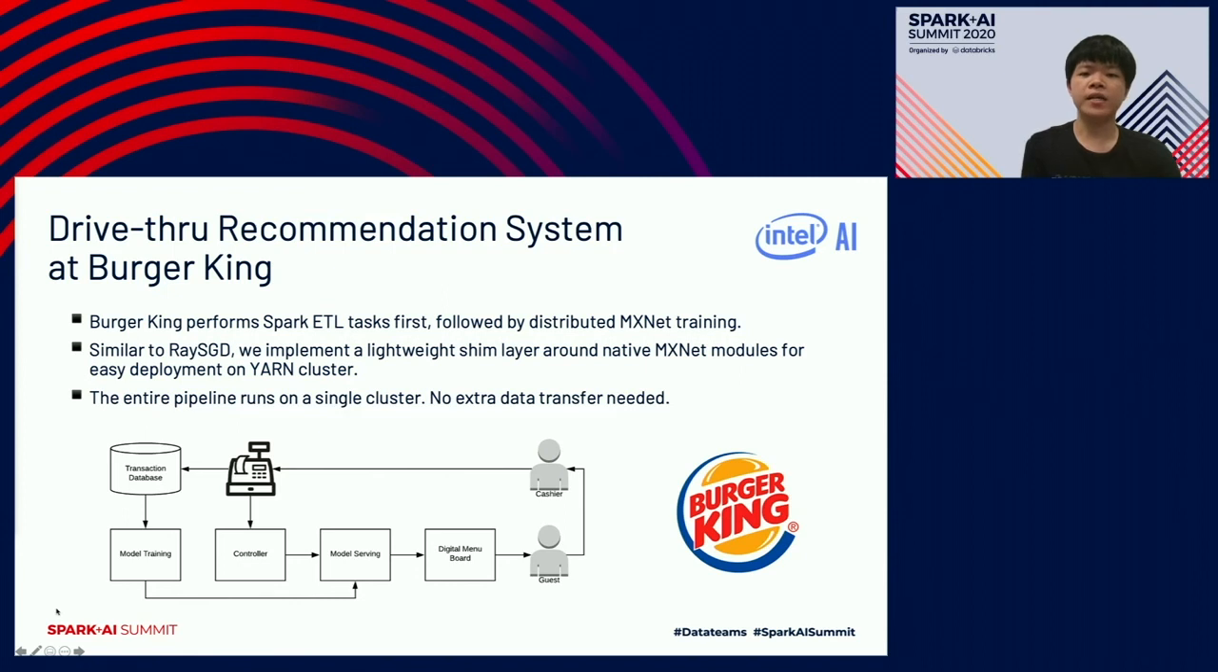Similar to RaySGD, we implement a lightweight wrapper layer around native MXNet modules to handle the complicated distributed environment setup of MXNet on the YARN cluster. Each MXNet worker takes a portion of the data set from Spark on its local node and trains the recommendation model. MXNet workers and servers both run as Ray processes, and they communicate with each other through the distributed key value store natively provided by MXNet. In this way, the entire pipeline runs on a single cluster, and there is no extra data transfer needed. Such a solution has been successfully deployed into Burger King's production environment to serve their drive-through customers, and it has been proven to be efficient, scalable, and easy to maintain.